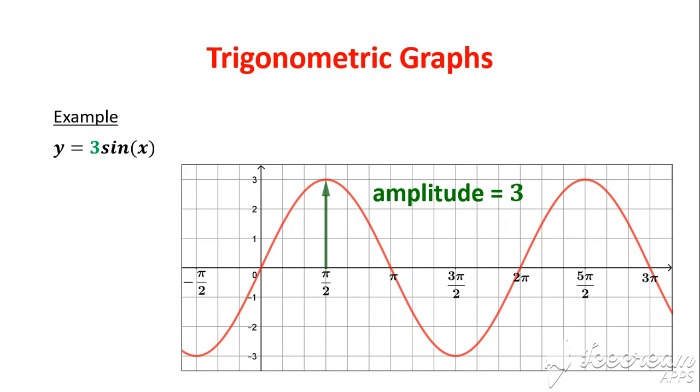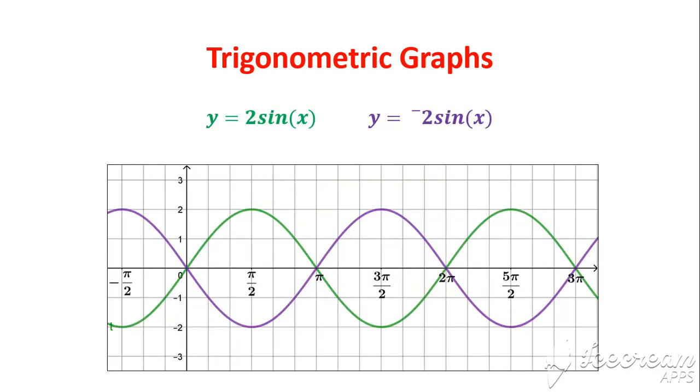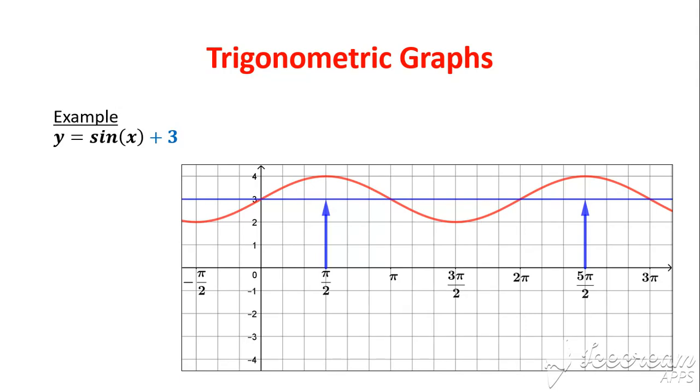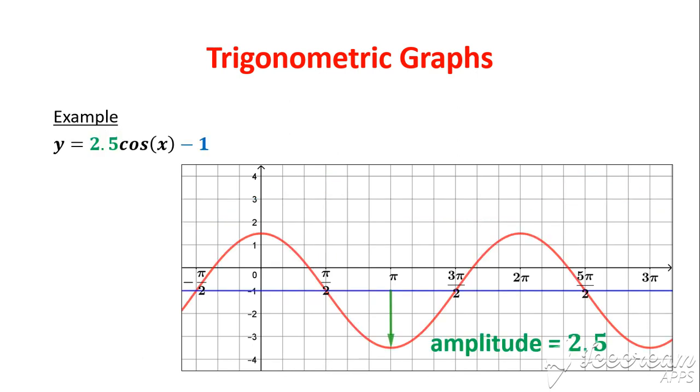So going back to our last couple of videos, we've talked about the amplitude, the number out the front of the sine, cosine, or tan. Be mindful if the number out the front is negative, it keeps the same amplitude but is just a reflection. And if we have a number d at the end where we plus or subtract, the whole graph moves up and down. So in this example, the whole graph has come down 1 square and it's got an amplitude of 2.5 squares.